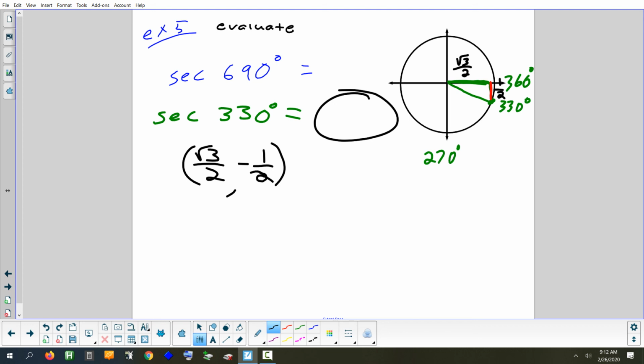Okay, secant. Which one do you flip to get secant? The x. Okay. So the x in this case is root 3 over 2. When you flip it and fix it, final answer would be, what is it, Joe? Yep, 2 square roots of 3 over 3.